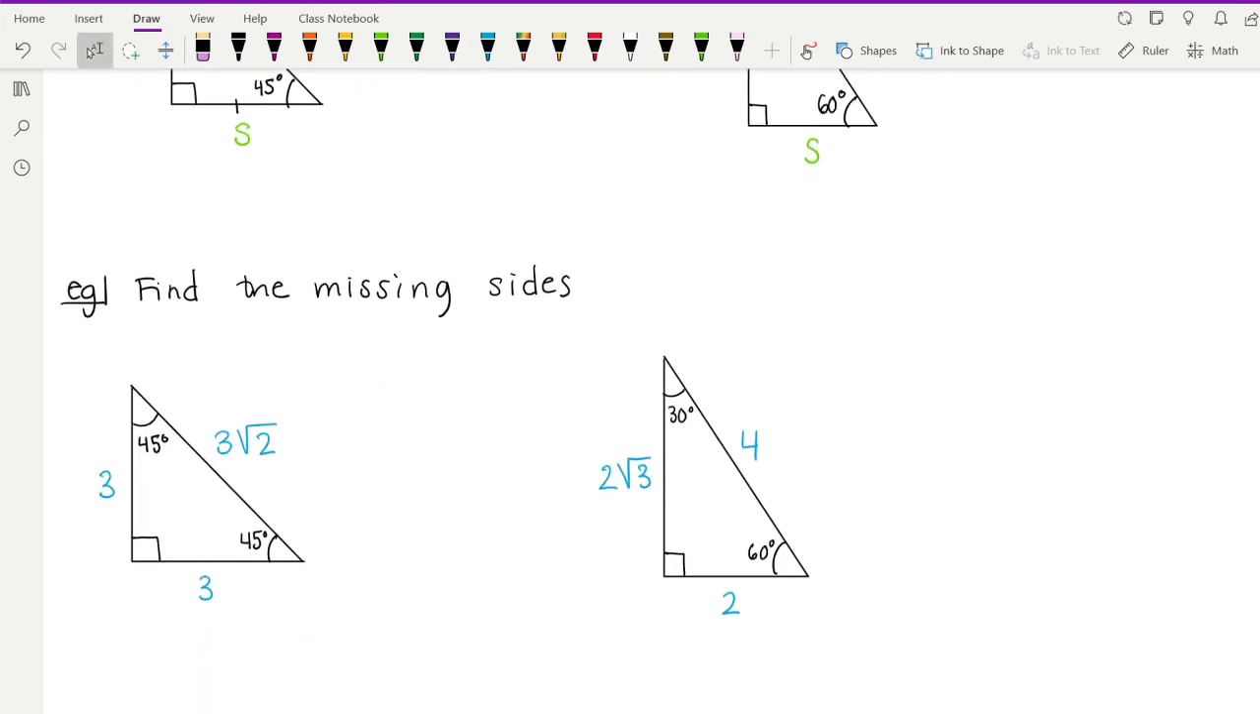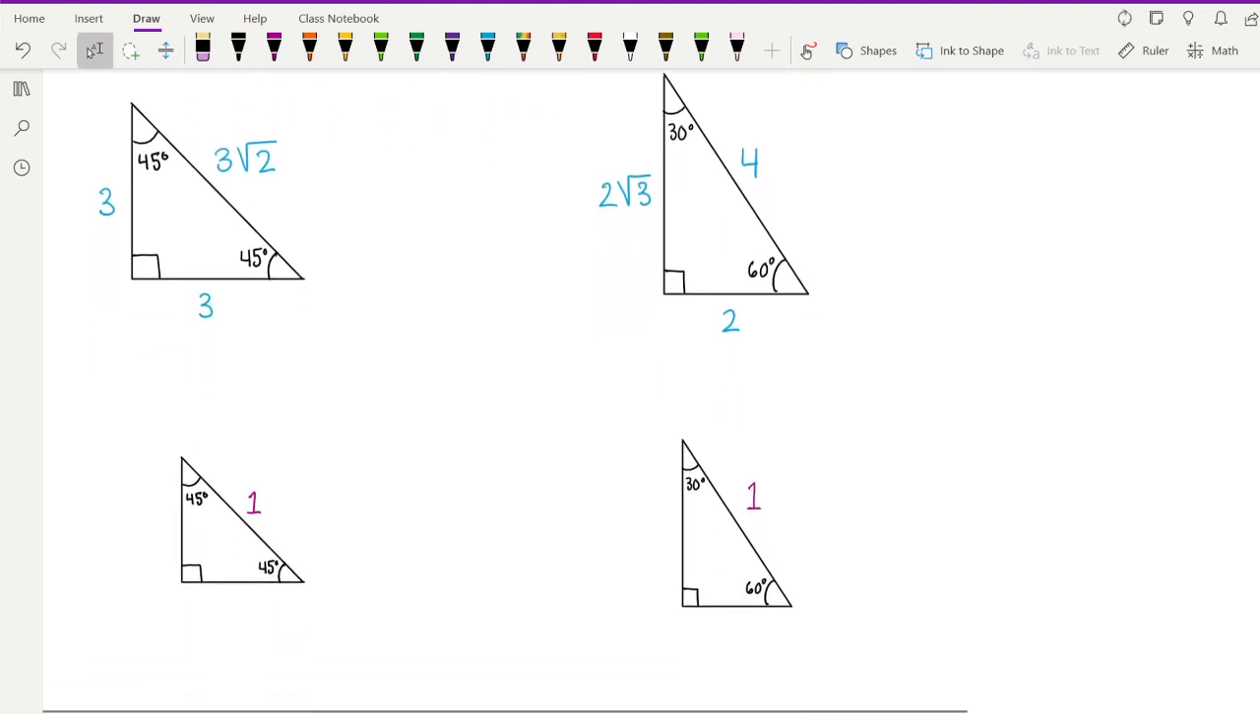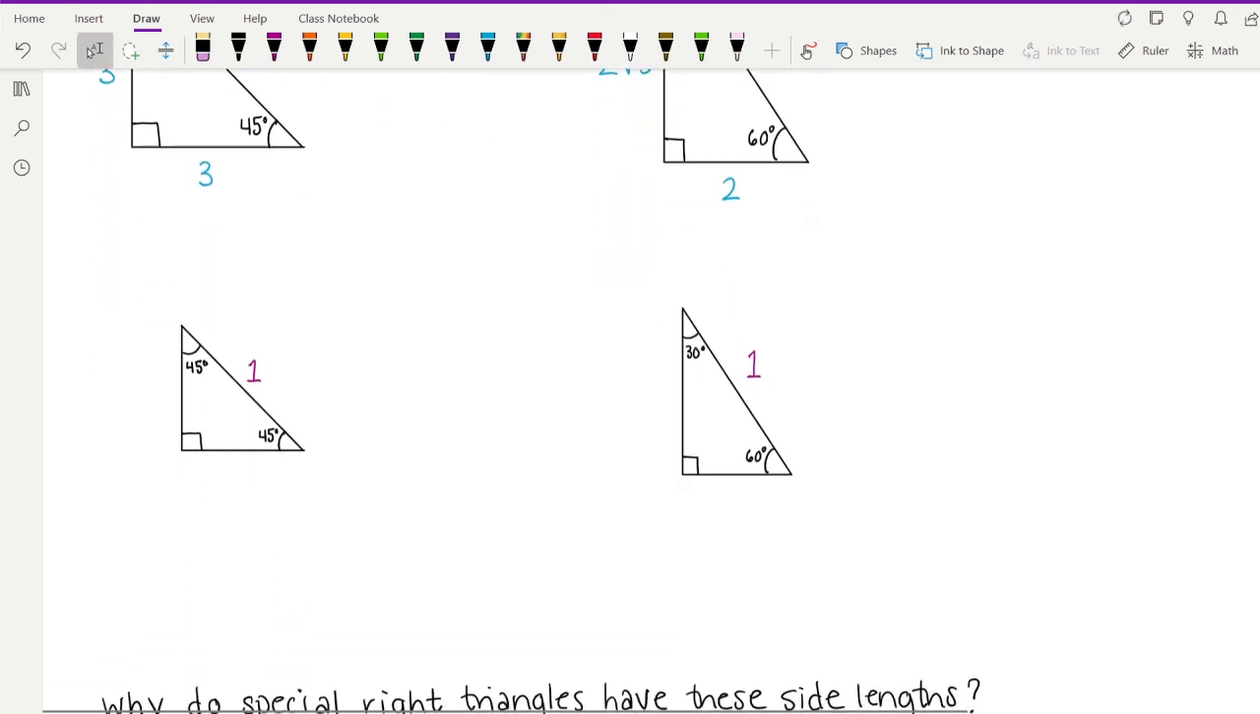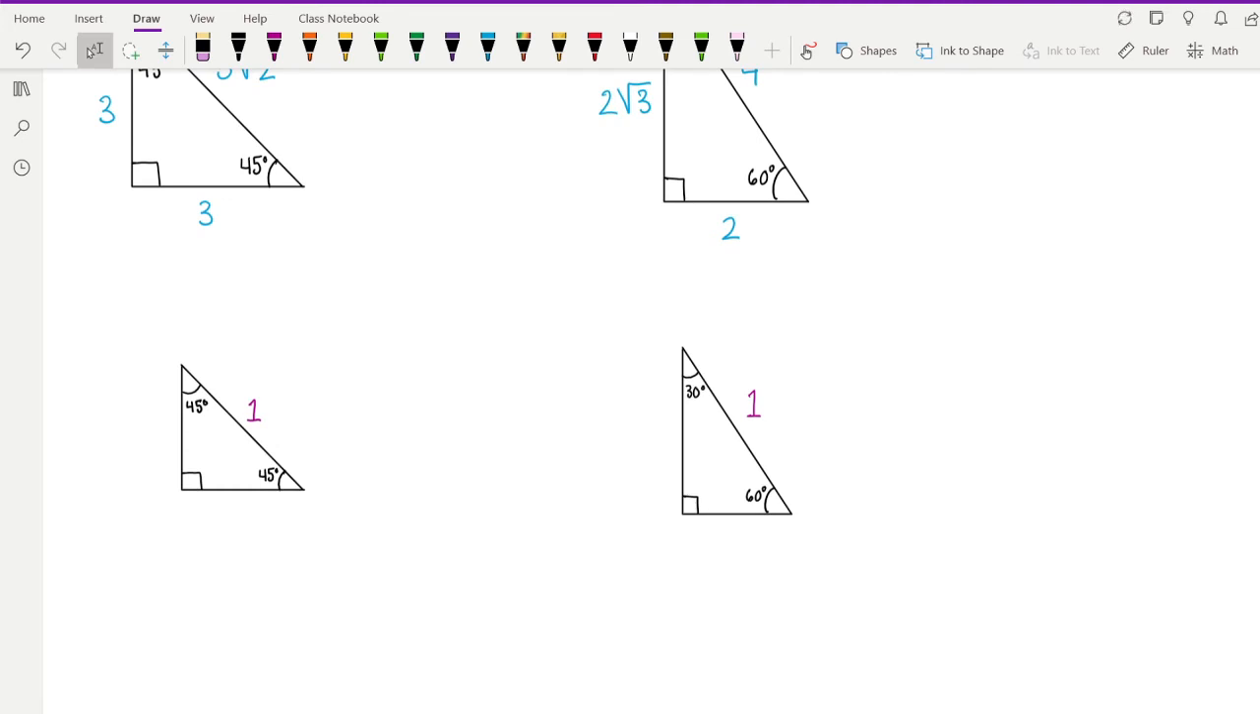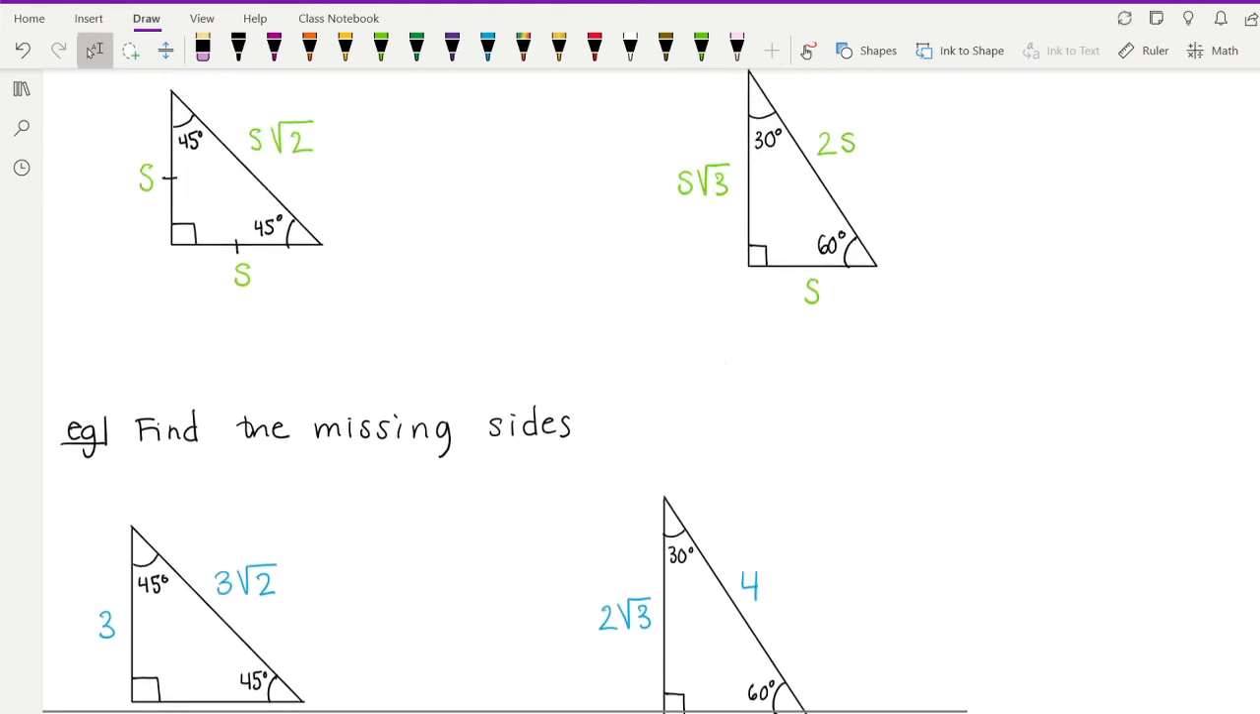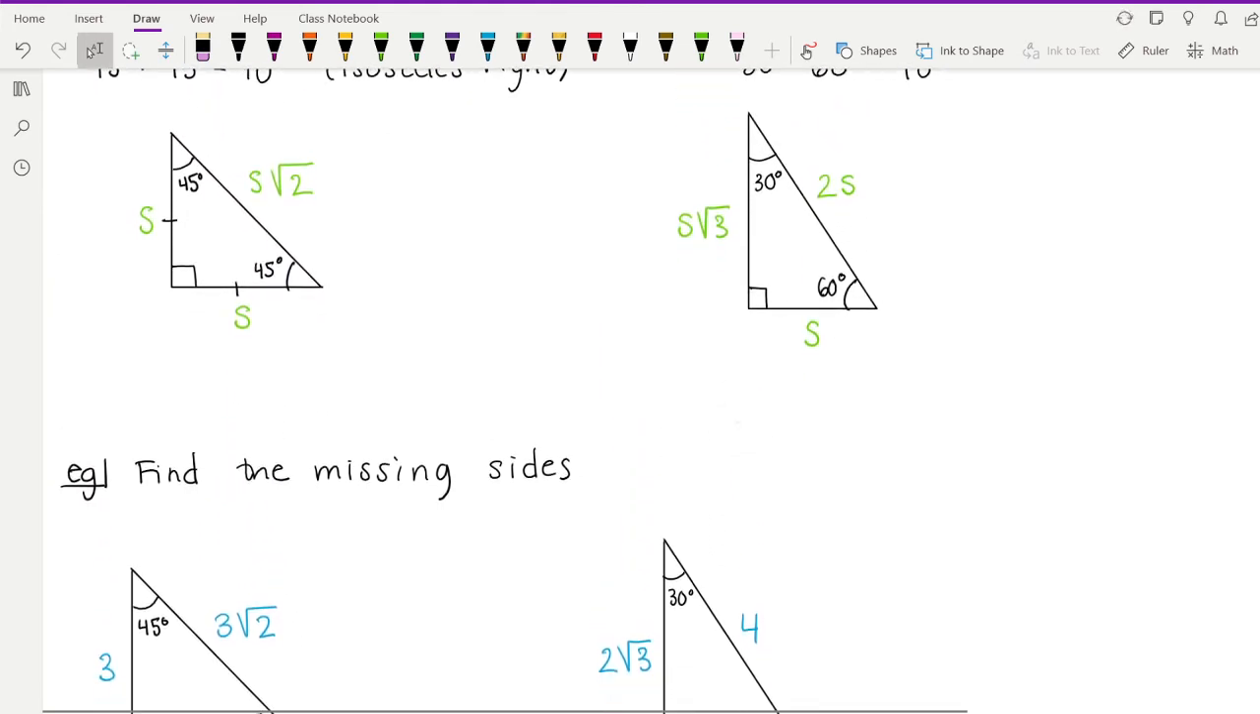Okay, so I want to do one more example of finding the missing sides using these relationships. I know I already said that this is like the most important stuff in the video, but I think these two triangles here with the labels in purple are actually the most important single example in this whole video. Okay, so this is going to be a little bit trickier. We're now going to have to use the same relationships we had up here, but we're going to have to work backwards a little bit.